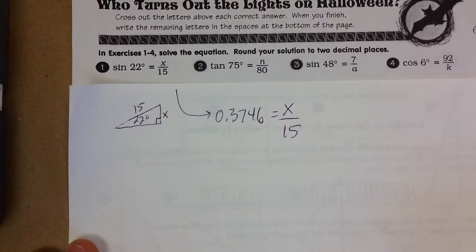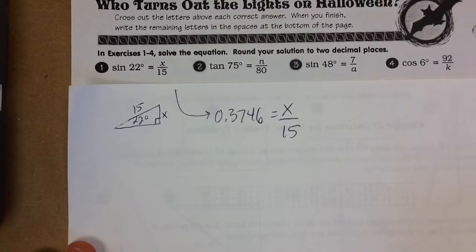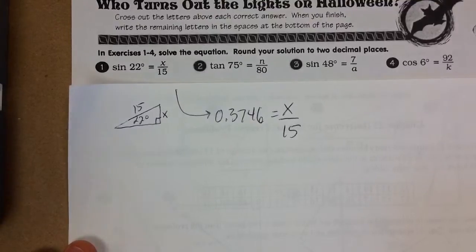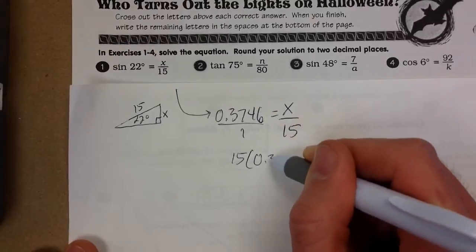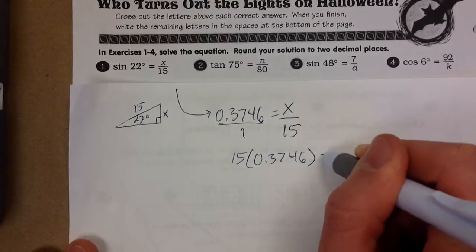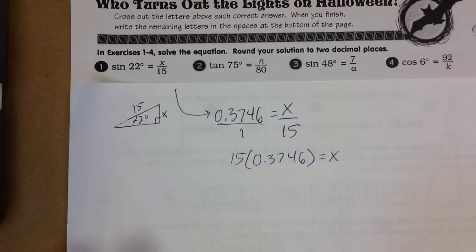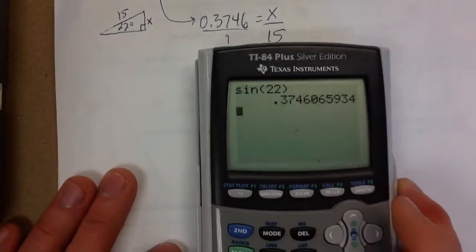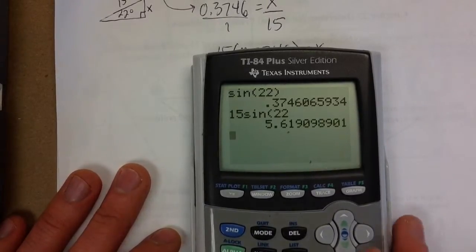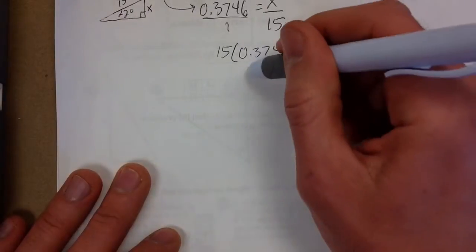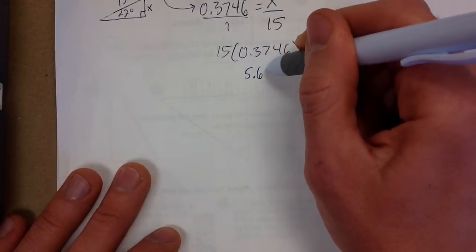So Scott, what do you think you would do from there? Yep. Okay, so 15 times 0.3746. That equals x, which is the opposite side. So you can just do 15 times the sine of 22 if you want. Same thing. So the opposite side is 5.62.